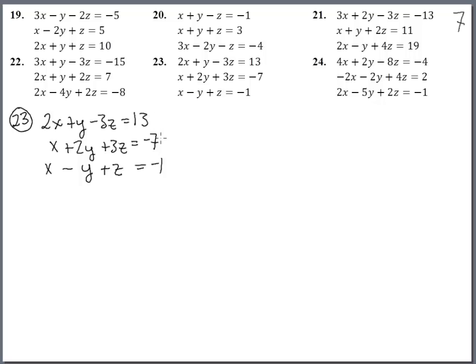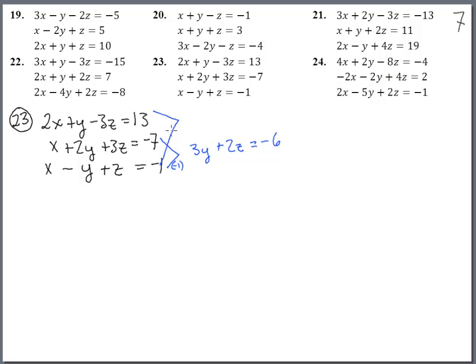So if we took these two right here and times this one by a -1, x's go away, and we get y plus 2y is 3y. -z plus 3z is plus 2z, and that equals 1 and a -7. That is a -6. Let's get rid of the x's another way.